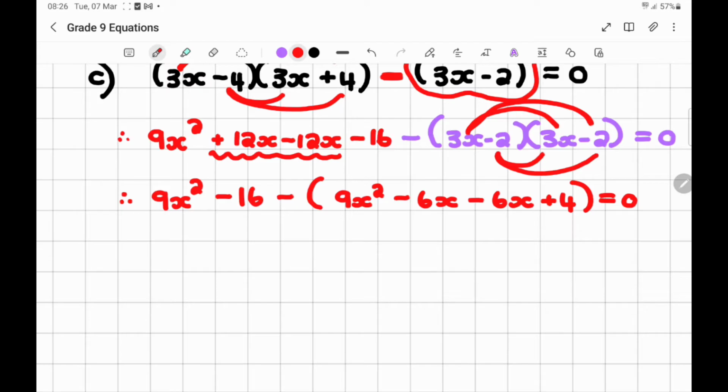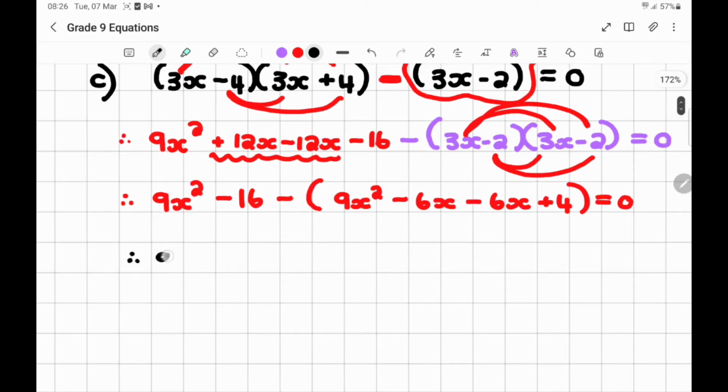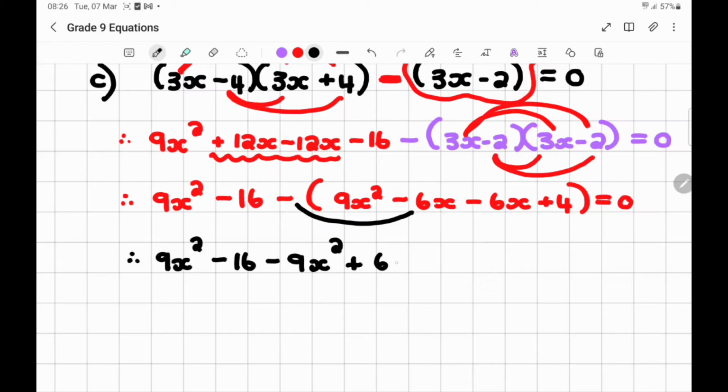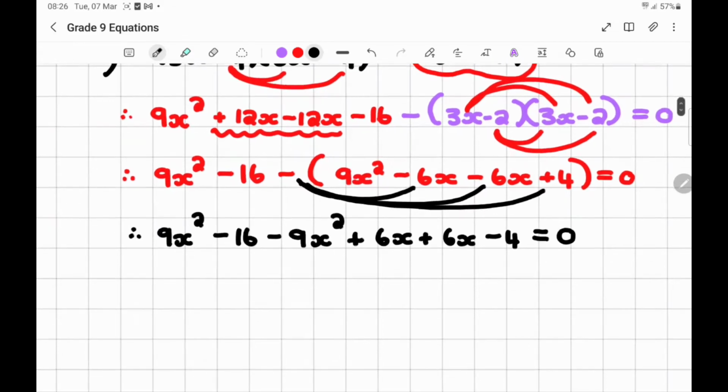Now, very, very important. Only now, once you distribute this naughty negative inside there, you are allowed to drop your brackets. Okay, so we've got 9x squared minus 16 minus 9x squared plus 6x plus 6x. And the last one, minus 4. So can you see, if you didn't do that, your signs would be all wrong.